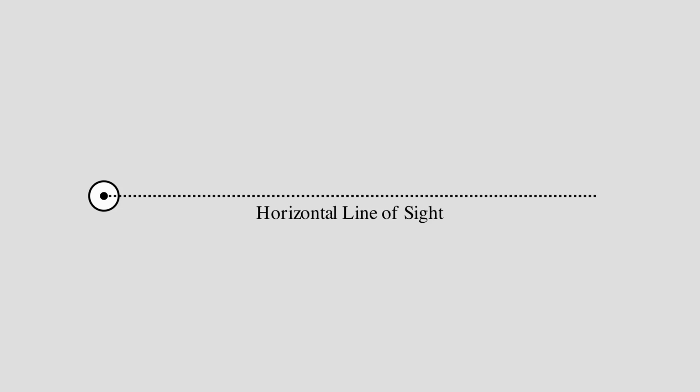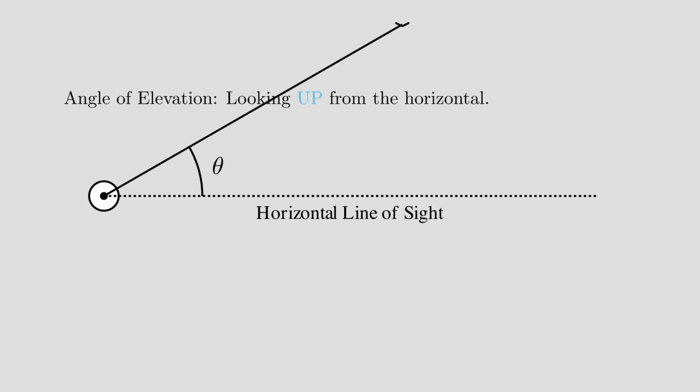Before we can solve any problems, we need to be crystal clear on our definitions. It all starts with the horizontal line of sight. Imagine a perfectly flat, level line extending from your eyes. Now, if you look up at an object, like a bird in the sky, the angle formed between the horizontal line and your line of sight is called the angle of elevation. You are elevating your gaze.